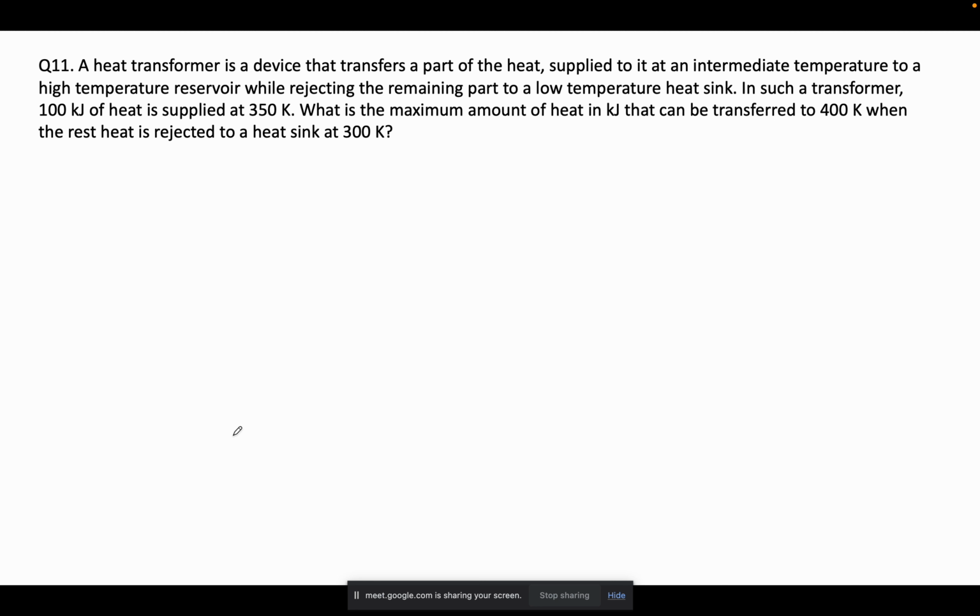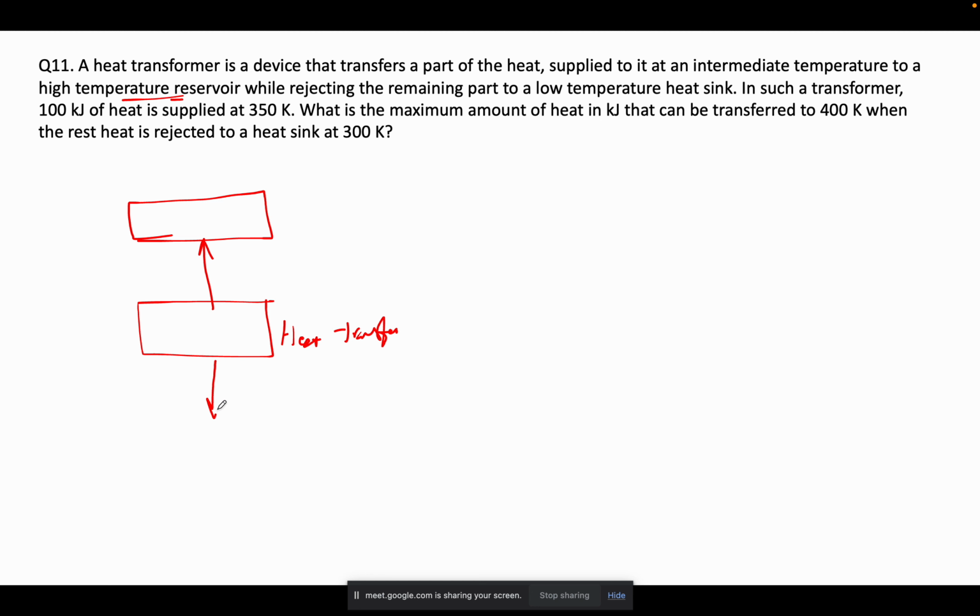Next, let us move to the heat transformer. A heat transformer is a device which transfers a part of the heat supplied at an intermediate temperature to a higher temperature reservoir, while rejecting the remaining part of the heat to a lower temperature. Suppose this is my heat transformer. They are just defining this. A heat transformer rejects some part of its heat to a higher temperature reservoir, and some part of its heat it rejects to a lower temperature reservoir.